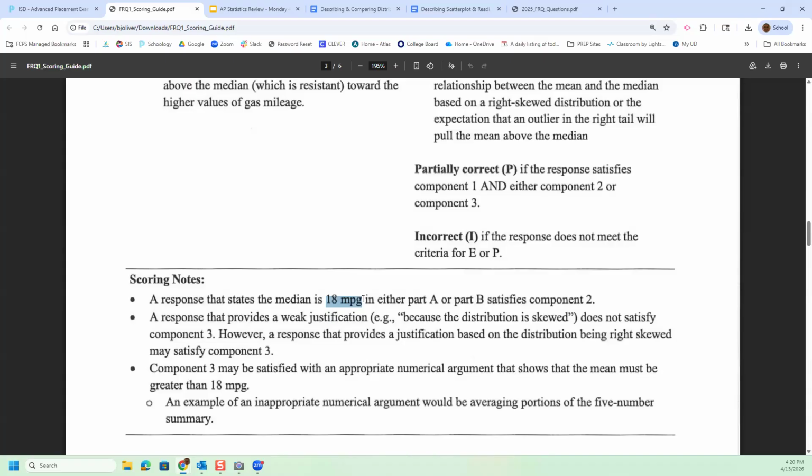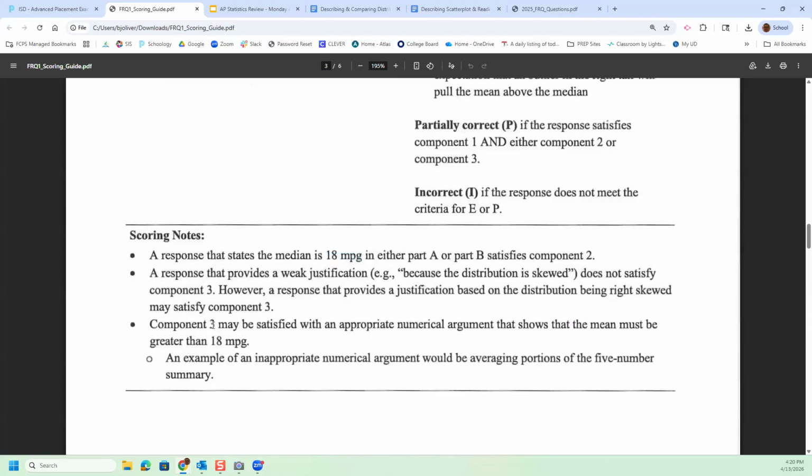A weak explanation is if you described it as skewed. If you said, oh, the distribution's skewed, so mean is greater than median. Skewed in what direction? I mean, like skewed right, positively skewed, that kind of thing. This is my favorite one I talked about in class, just so you understand what this means.